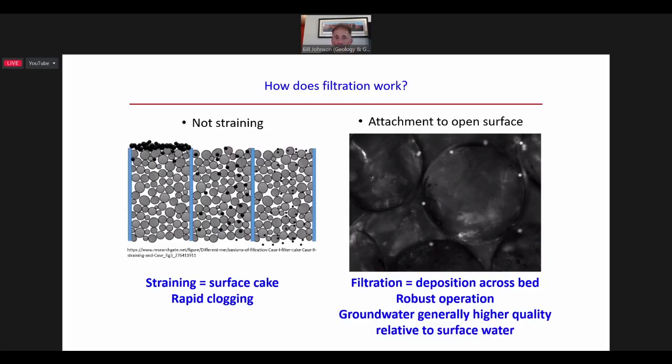So what we're really talking about is filtration, where the colloids are much smaller than the pore throat or the pore body. And so they find their way to surfaces through diffusion and then attachment. They aren't strained. And of course, filtration rather than straining really has to be the main operating process, because our groundwater is generally higher water quality relative to our surface water. So it has to be able to transmit the groundwater while capturing the particles. And so filtration is the process I'll focus on here.